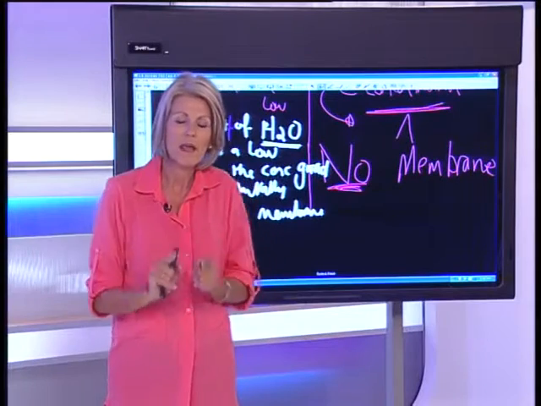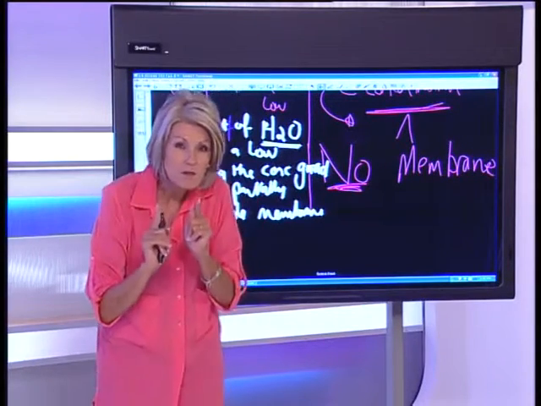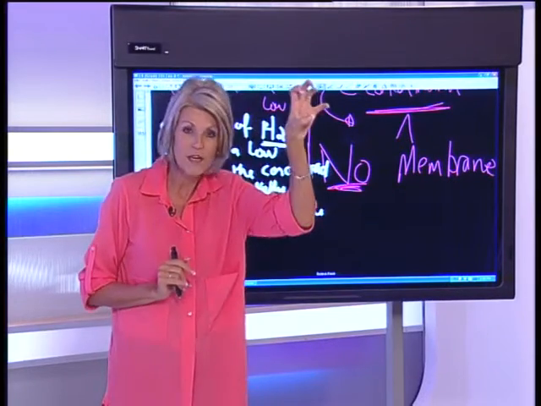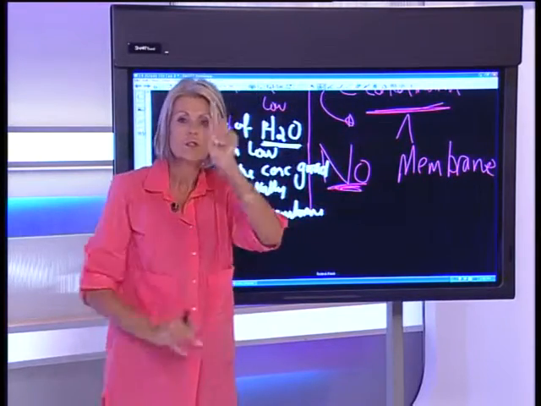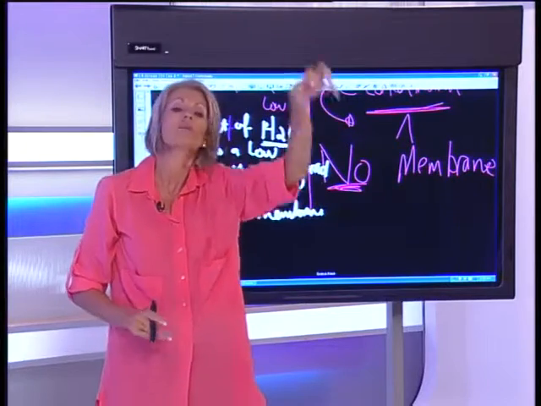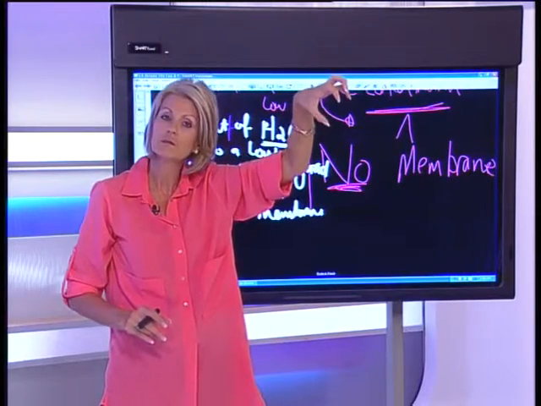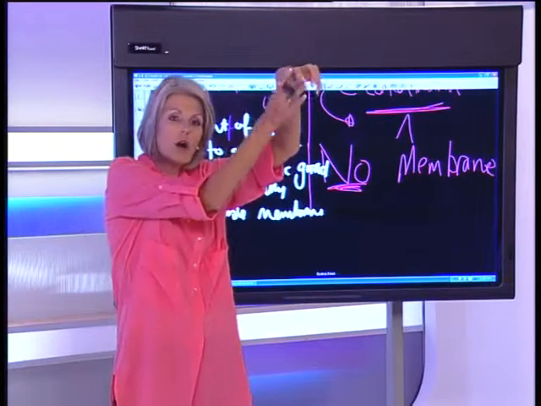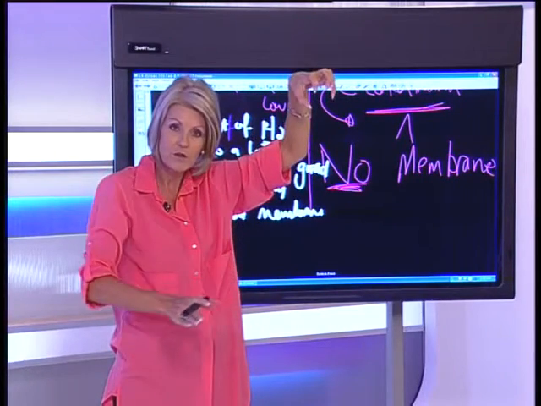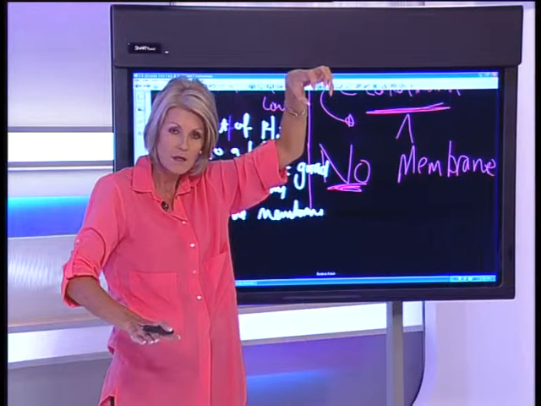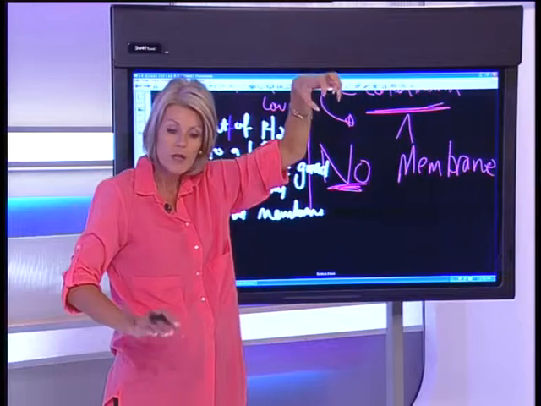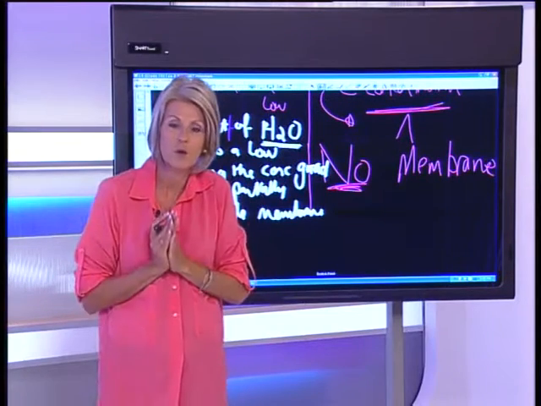People, here we go. It is osmosis. Osmosis is the movement of water, not any substance, only water, from a higher water potential to a lower water potential, along the concentration gradient. Will there ever be an equilibrium? No, through a partially permeable membrane.